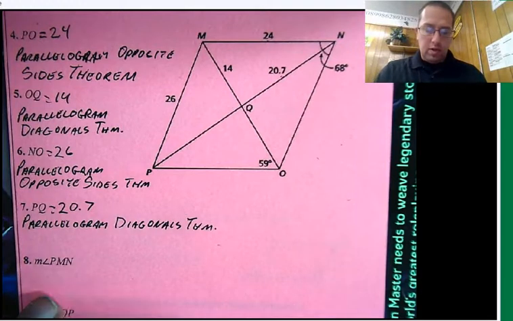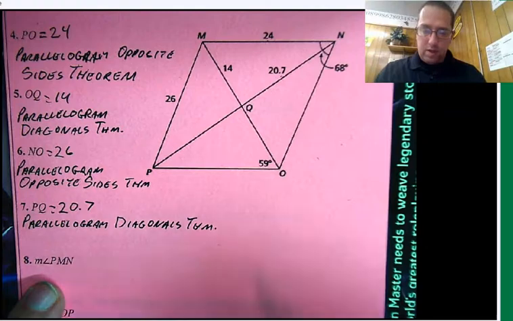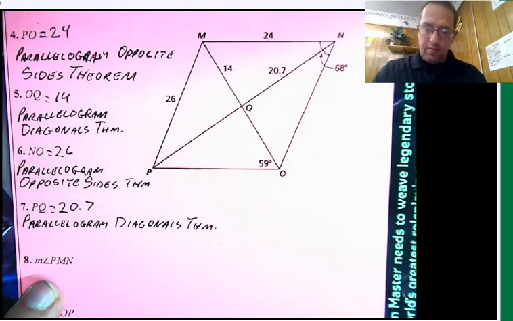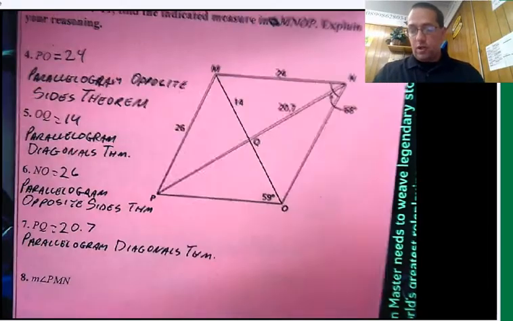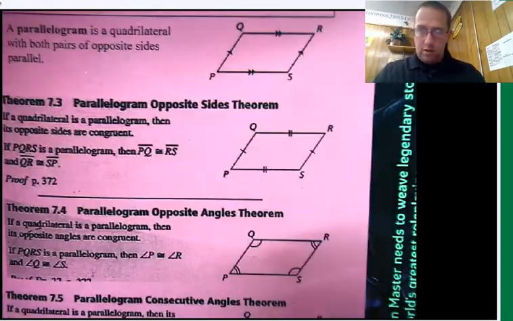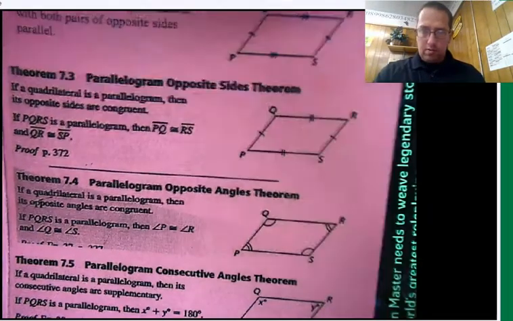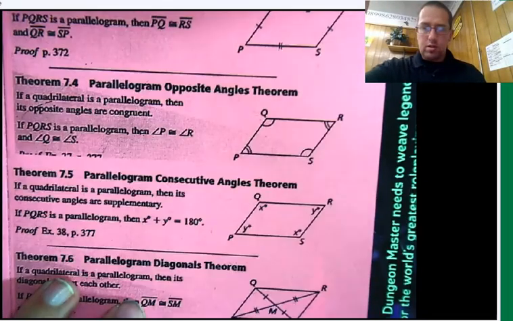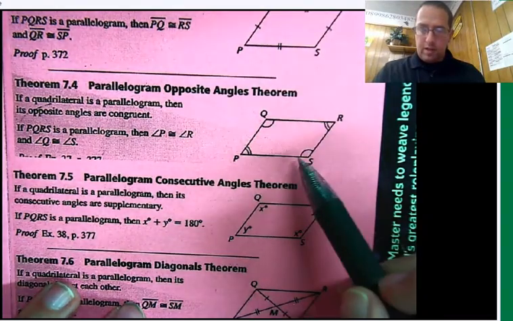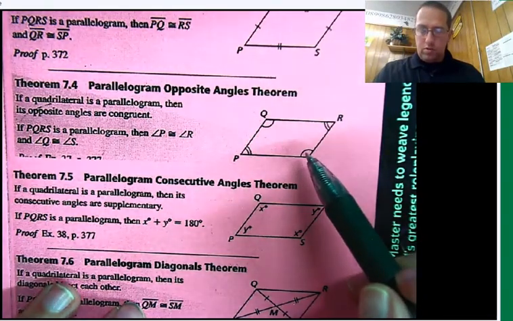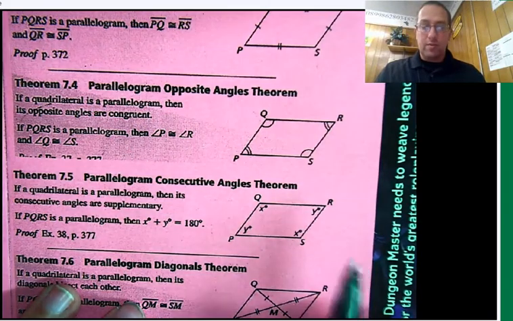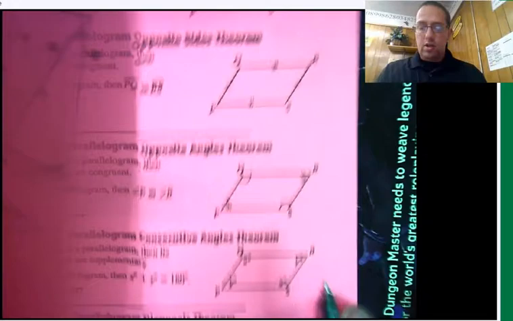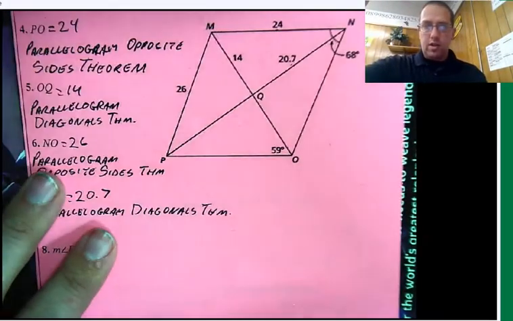Okay, so here we're getting into angles. The measure of angle PMN. Let's see what PMN. Well, what do we know about the angles of a parallelogram? We know that opposite angles are congruent to each other, and we know consecutive angles are supplementary. They add up to 180 degrees. So let's see how we can use that here.